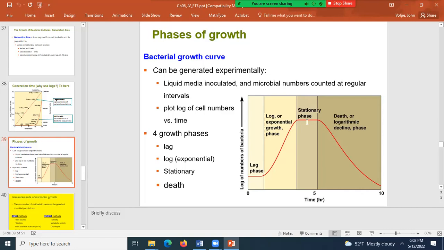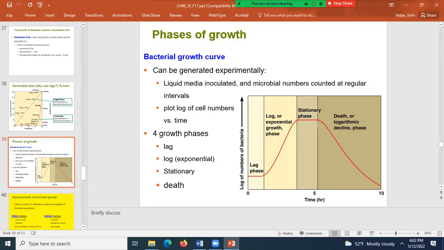In the stationary phase, there are as many cells dying as there are cells growing. The lucky cells have some nutrients around them and some space and not too much waste, and so they're growing. The unlucky cells have lots of waste around them, very little space, and very little nutrients, and they will start dying. So in the stationary phase, growth equals death. And that's why the population is stationary.